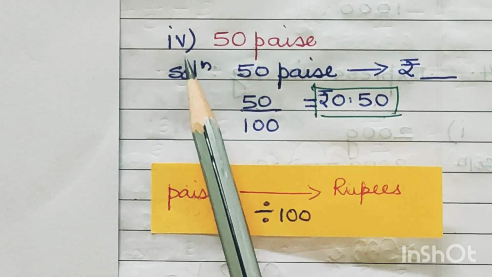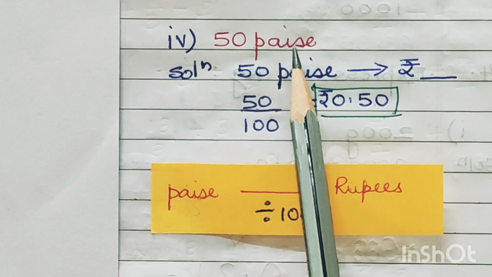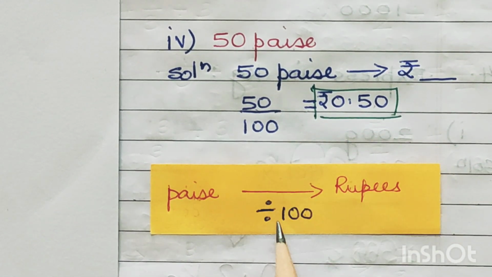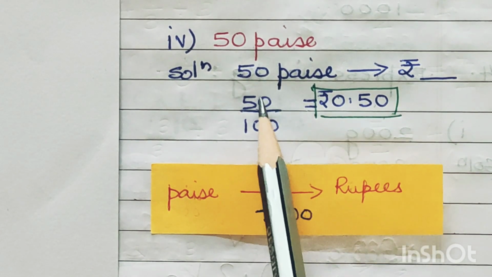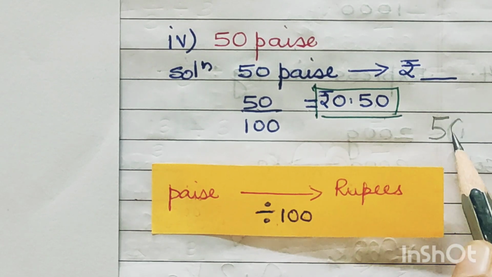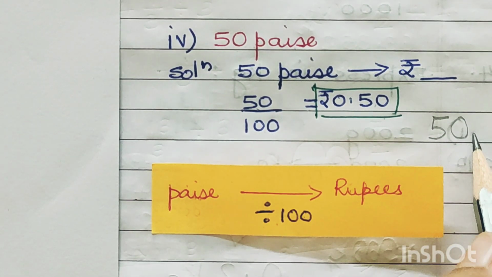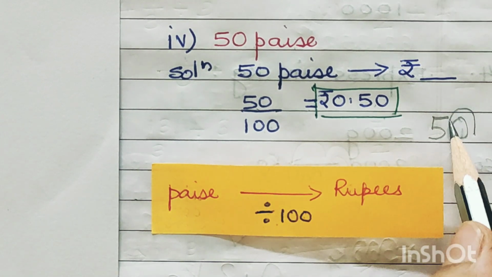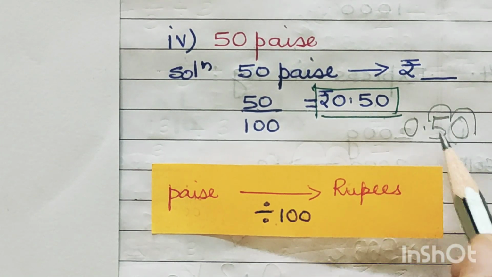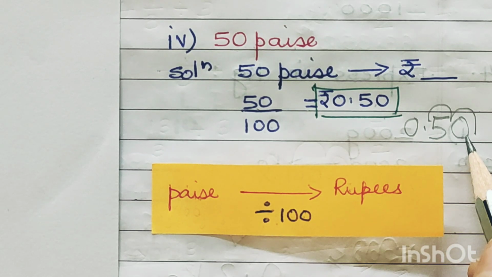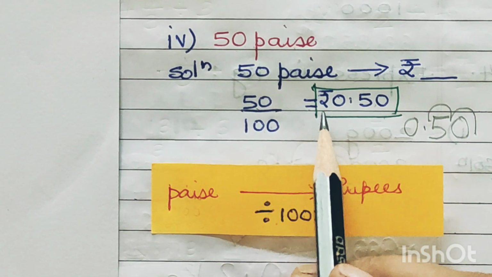Take the fourth example. You have 50 paise which has to be converted to rupees. So paise to rupees, divided by 100. So 50 divided by 100. Now that you have 50 here, your decimal point will be here. It's divided by 100, 2 zeros. So move 2 places to the left, you get 0.50, or you can also call this 0.5 rupees.